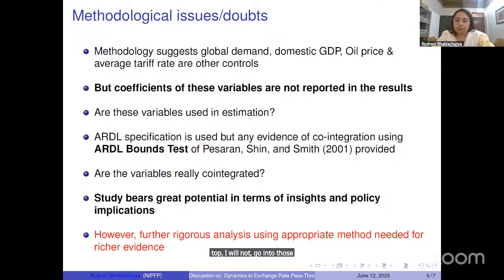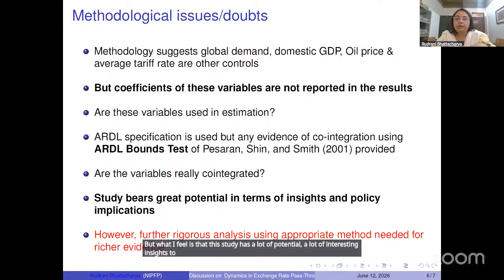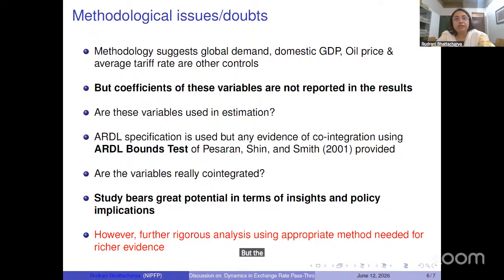But what I feel is that this study has a lot of potential, a lot of interesting insights to come out, particularly adding to the literature in terms of how these uncertainties affect. But the methodology used is actually not appropriate to look into those questions. So I'd request the authors to look into this. So I think that's my comments. Thank you.